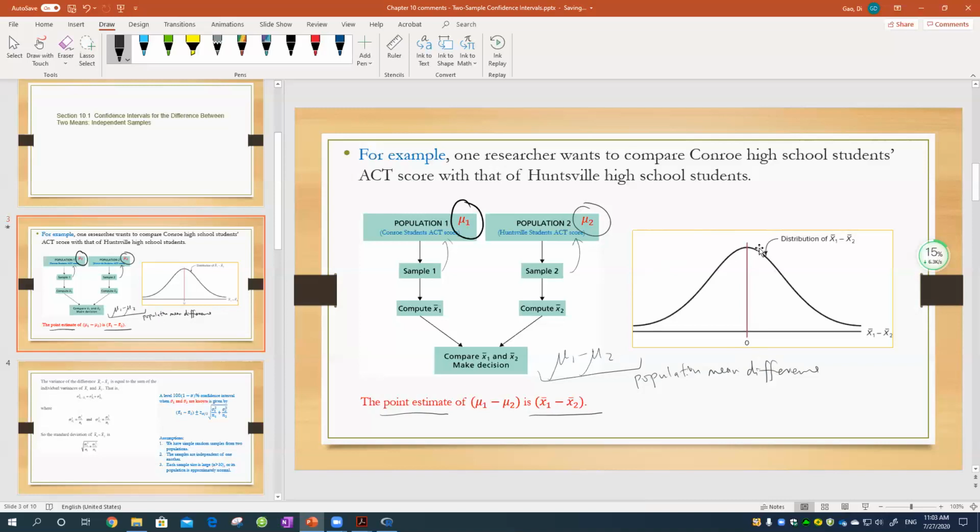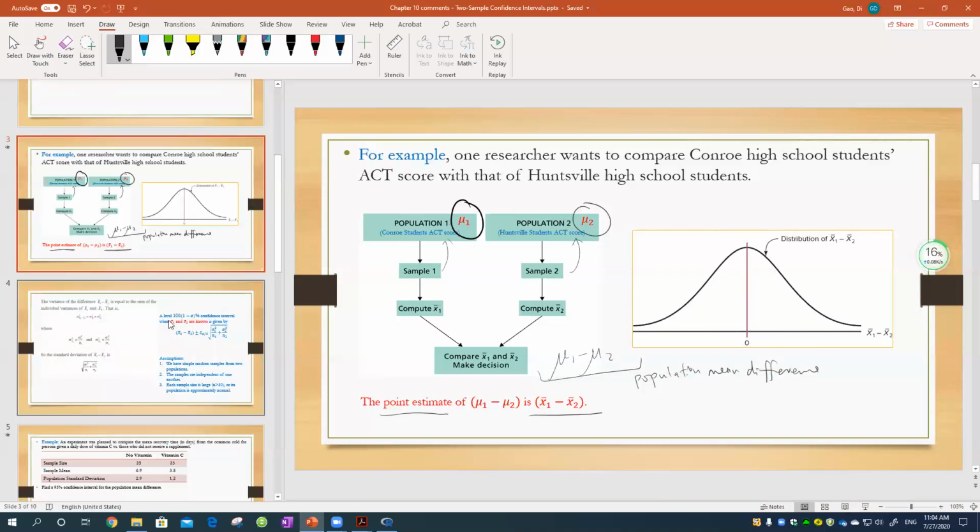Then we want to have something like this, the distribution of x1 bar minus x2 bar. If we can say that's normal, then we can draw this bell-shaped distribution for x1 bar minus x2 bar. Then we can generate a confidence interval for that population mean difference.